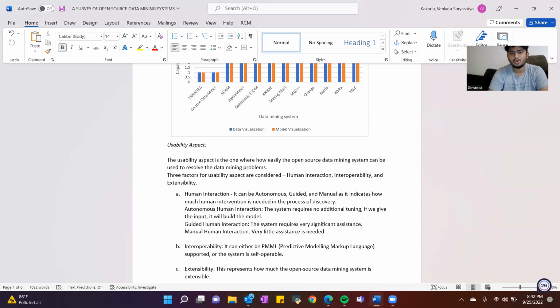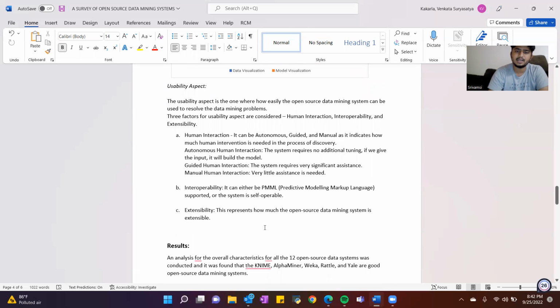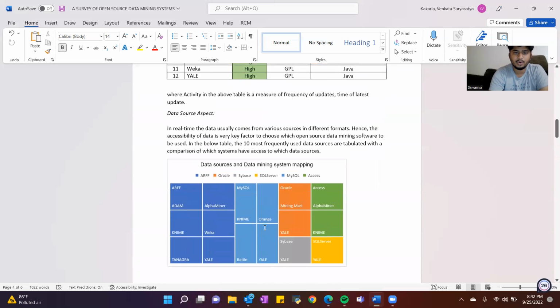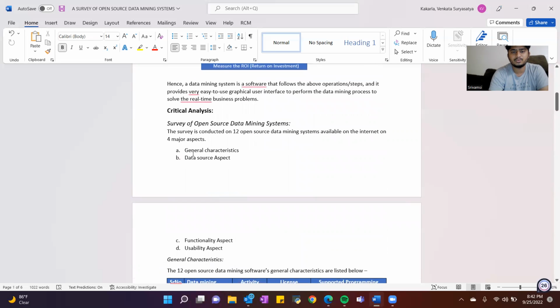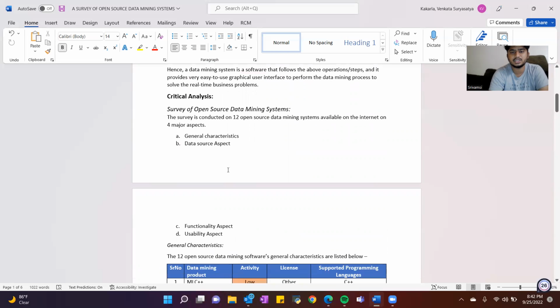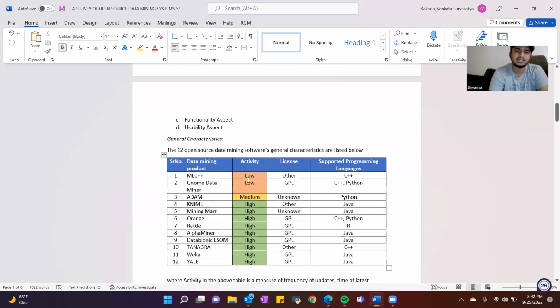Coming to interoperability, it can be either PMML, predictive model markup language, supported, or the system is operable. Coming to extensibility, this represents how extensible the open source data mining system is. This is all about the critical analysis. It covered the 4 major aspects: general characteristics, data source aspects, functionality aspects, and the usability aspects.